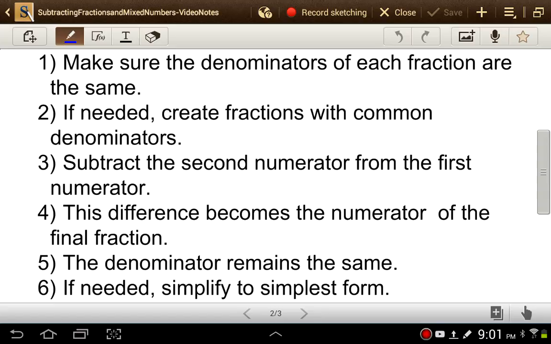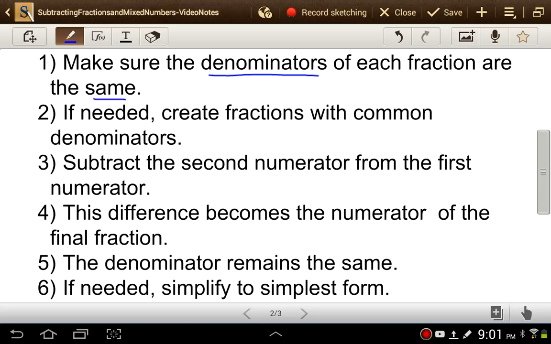Again, denominators must be the same, so that is an important part of these. Denominators must be the same. If not, you have to make them the same. You have to have a common denominator. Okay, then you're going to subtract the numerators. First numerator minus the second numerator, and the denominator stays the same. Okay, that's the key. Simplify if you need to.